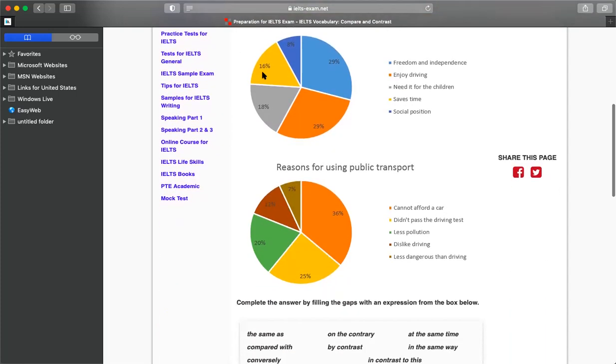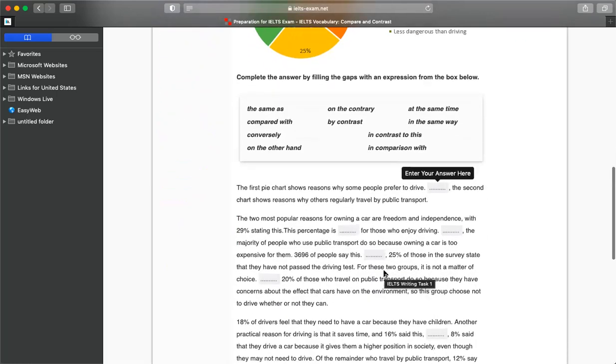To compare and contrast, they give you 2, for example, pie charts in writing, and you use these expressions: the same as, on the contrary, at the same time, in the same way, in contrast to this, in comparison with, compared with, conversely, and on the other hand.